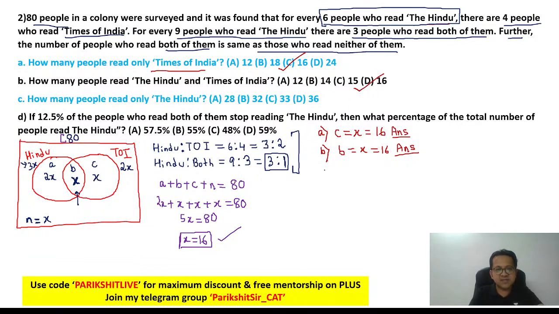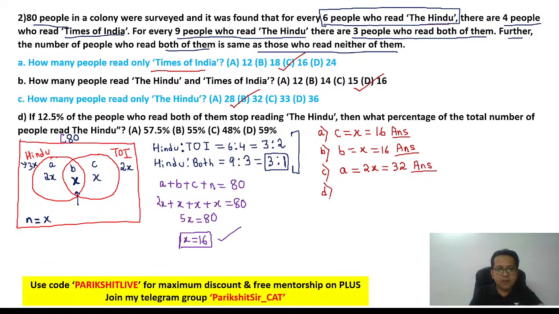Yes? Part C. How many people read only Hindu? Only Hindu. The word only is used. Only Hindu is A. A is equal to 2X. X is 16, so 2X is going to be 32. That's your third answer.